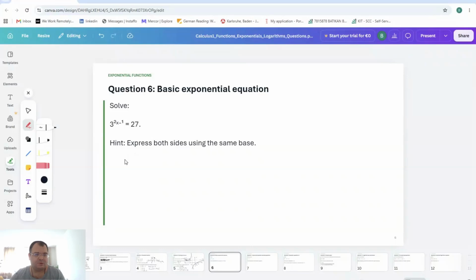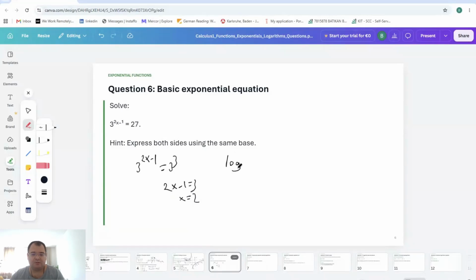For this problem, this is a basic logarithm exponential problem. We are asked to find the x value. So 3 to the 2x minus 1 equals 3 to the 3. 2x minus 1 equals 3, x equals 2. You can also solve this problem by taking the logarithm of both sides.